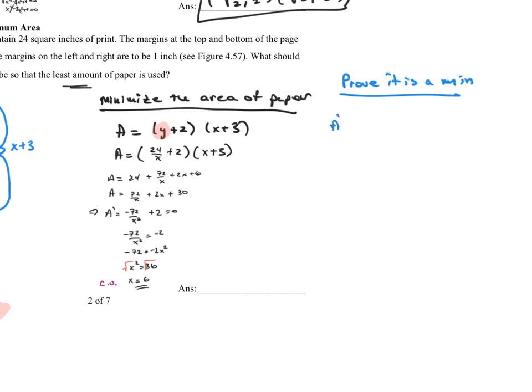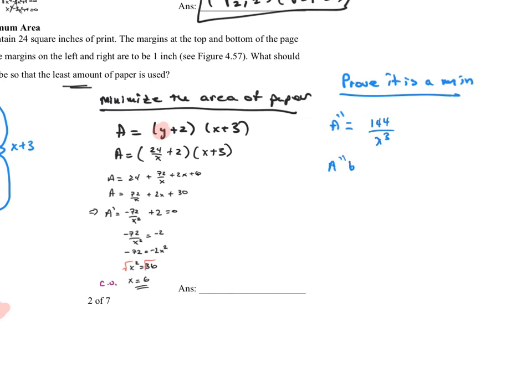So if I look at A double prime of x, negative 72 over x squared, that'd be negative 72x to the negative 2. So negative 72 times, it would be a negative 2 when you bring that exponent down, would actually be a positive 144, and then that would be x to the negative 3. x to the negative 3 is the same thing as 1 over x cubed. So my second derivative would be a positive 144 over x cubed. Again, the derivative of 2 is 0, so I didn't worry about that.